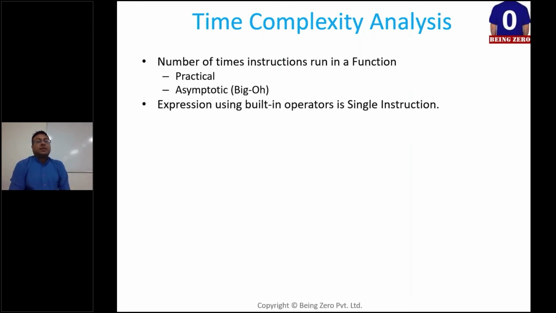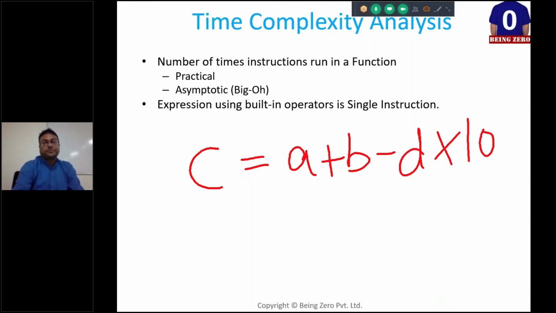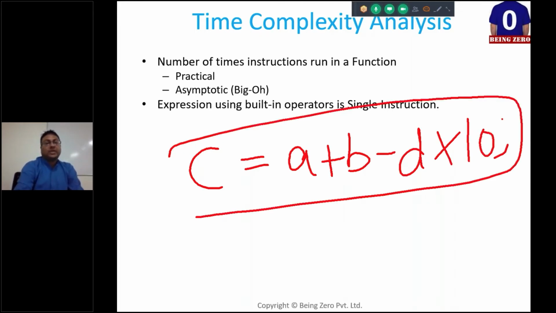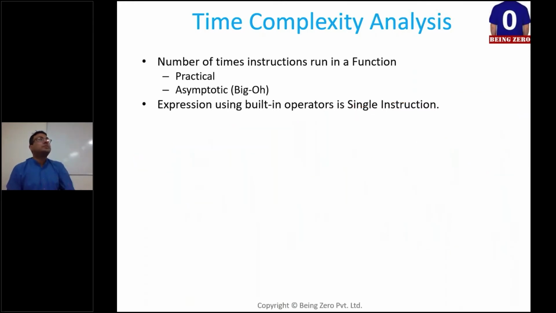Expressions using built-in operators count as a single instruction. Imagine I say there is an expression C = A + B - D * 10. Can I say this is one expression which is doing some calculation? If our code has one line like this, it's one statement, and we count it as a single statement. Even if it had a few more parameters, plus 9 * F - 6 * C, we will treat this as one instruction. Does this make sense?